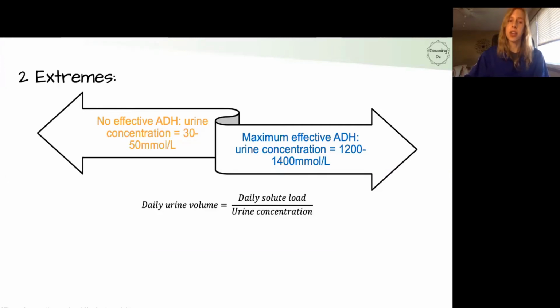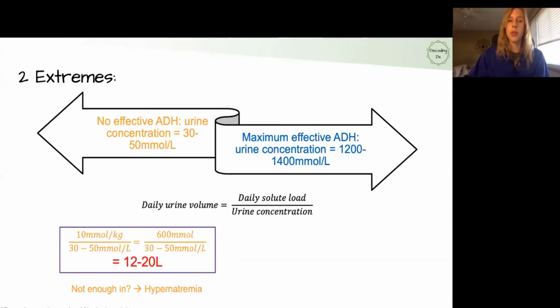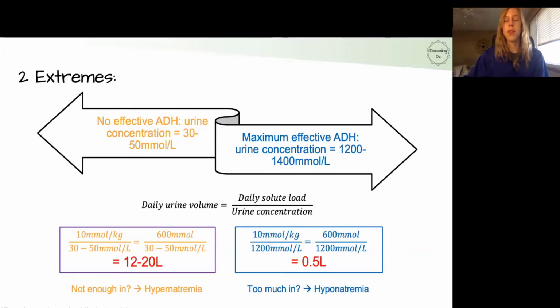From this, we can calculate the daily urine volume generated by a person based on their daily solute load that the body has to excrete and their urine concentration. If we have no effective ADH, that'll create 12 to 20 liters for a 60 kilogram person. And for maximum ADH, that'll create about 0.5 liters for a 60 kilogram person.